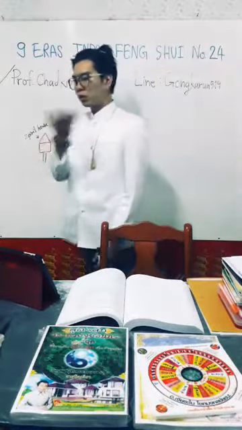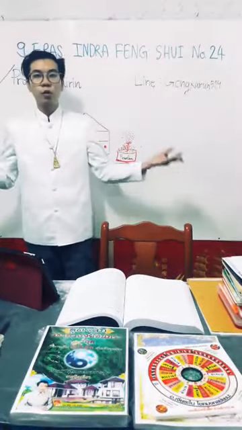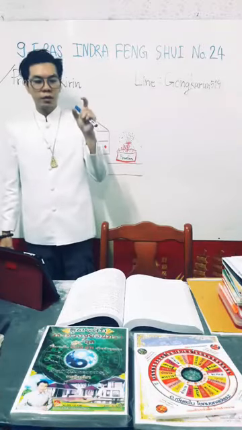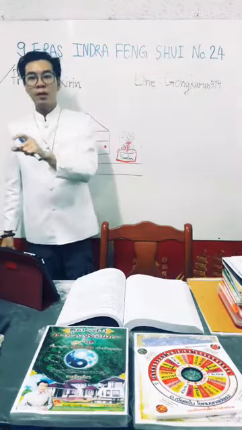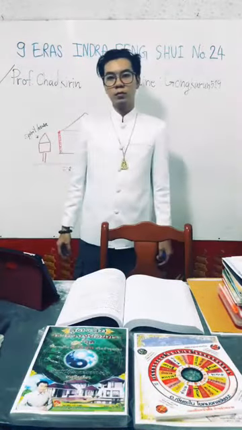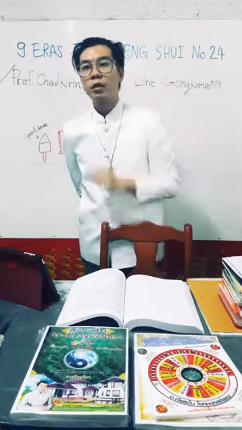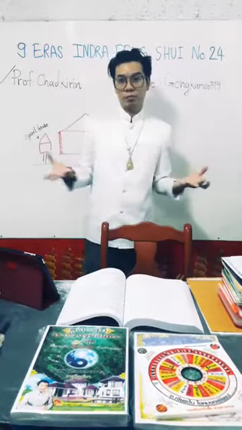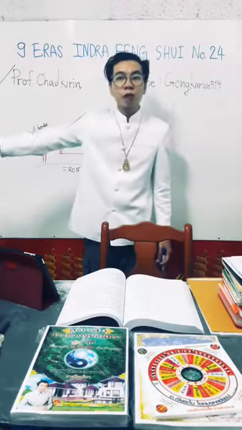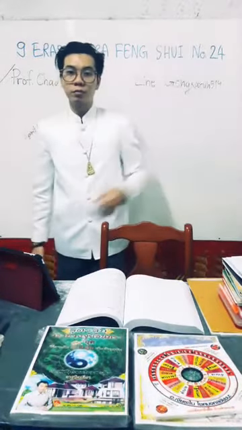For the first of the nine rules of Feng Shui, we know about four directions, the symbols of four elements, four animals. The back is the turtle. The front is the phoenix. On the right hand side is a tiger. And on the left hand side is a dragon.